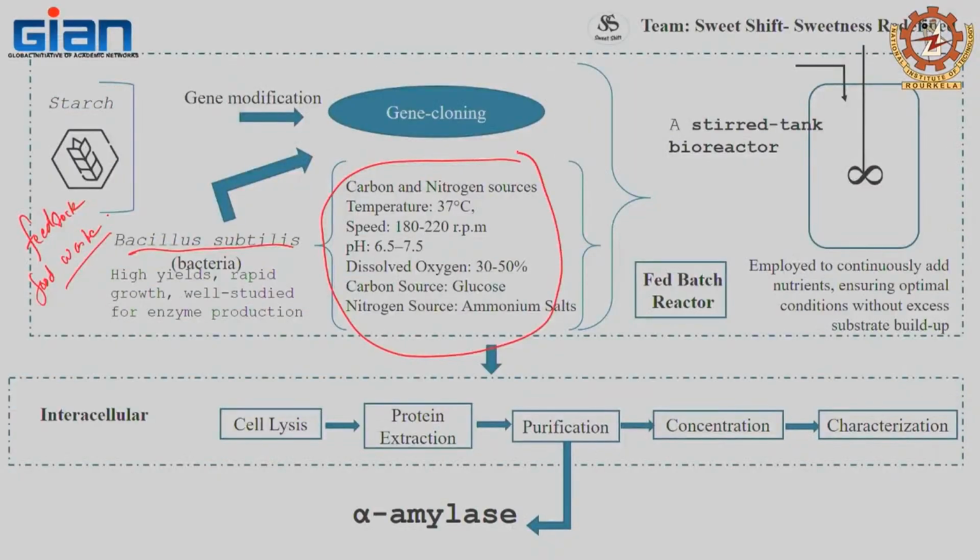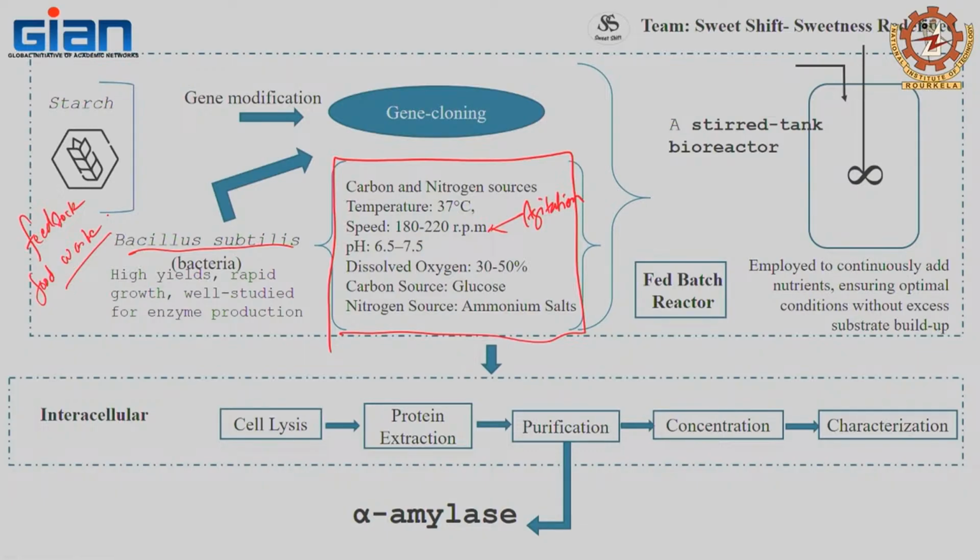And the gene modification and the gene cloning, and these are the parameters that I am presenting. So, giving the carbon and nitrogen sources, and here the temperature for the fermenter is 37 degrees, and the speed is also mentioned. Some mentioned 250, 260 like that. As a medium, I went with 180 to 220 RPM. Yeah, I decided. They went for 150 to 250 like that. I opted for this, and the pH value 6.5 to 7.5, and the dissolved oxygen 30 to 50%, and the carbon source will be glucose, and the nitrogen will be the ammonium salt.